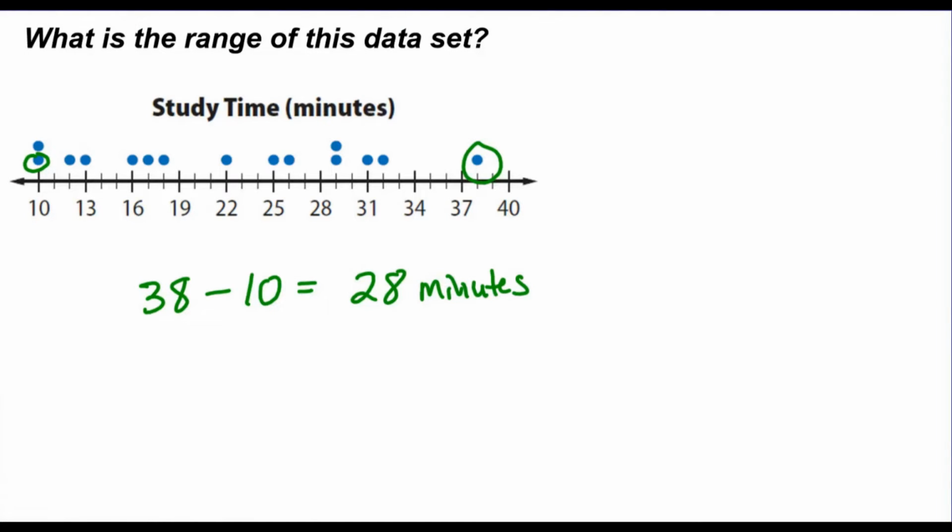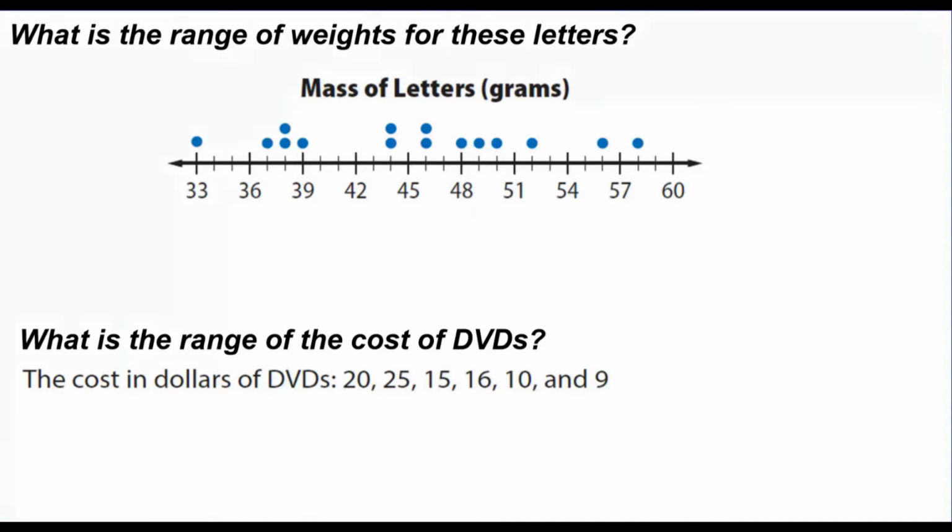This is simply telling us how spread out the dots are on this number line. Let's take a look at another one. What is the range of weights for these letters? So we're talking about letters that were being sent in the mail, and they were measured and collected how much they weighed in grams. So what is the range of weights?